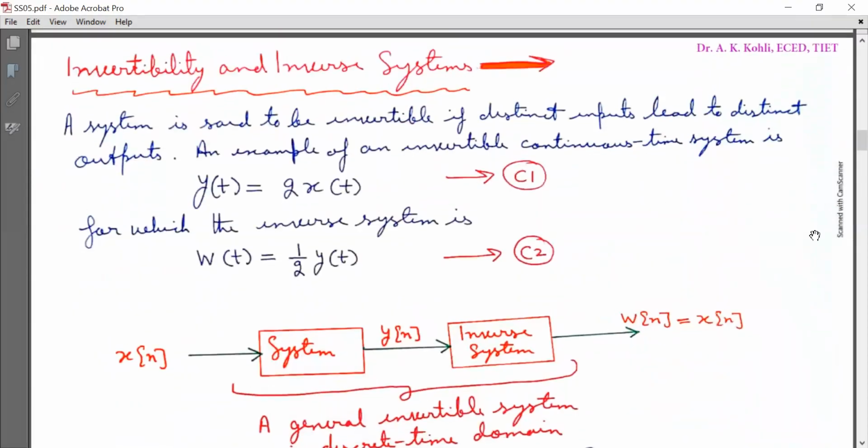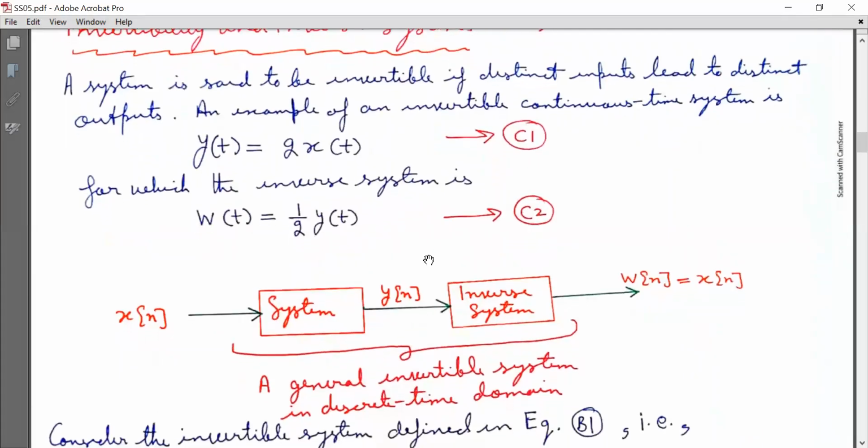Now, invertibility and inverse systems. A system is said to be invertible if distinct inputs lead to distinct outputs. An example of an invertible continuous time system is y(t) = 2x(t), mark it as C1, for which the inverse system is w(t) = 1/2 y(t), mark it as C2. Now, if you substitute y(t) here, you will find that w(t) is equal to x(t). So w(t) = 1/2 y(t) is the inverse system.